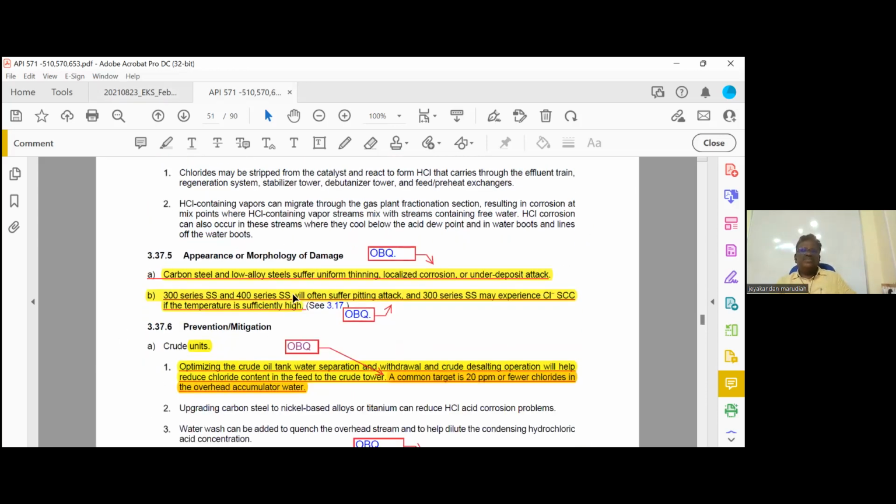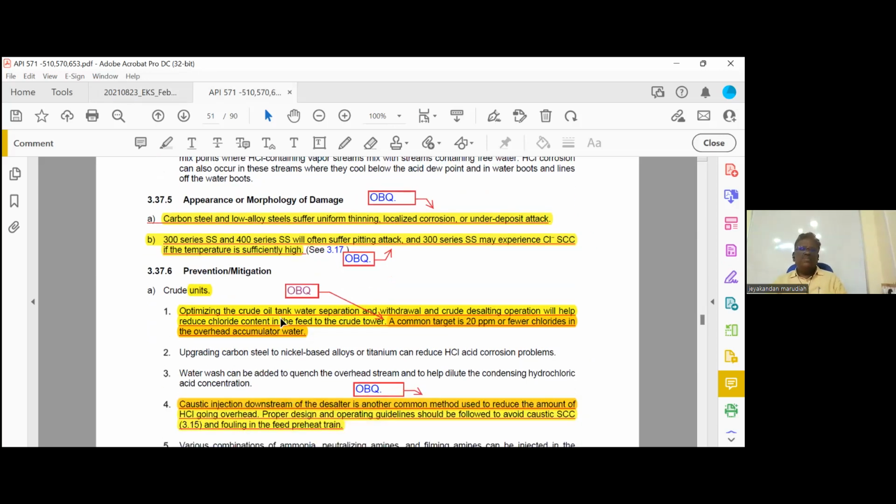Then appearance. This is an open book question. Carbon steel and low alloy steel show uniform thinning and localized corrosion under deposit attacks. 300 series and 400 series steels often show pitting attack. 300 series experience chloride stress cracking if the temperature is high, meaning more than 140. Open book question. Prevention: optimizing the crude oil tank, water separation, and withdrawal.